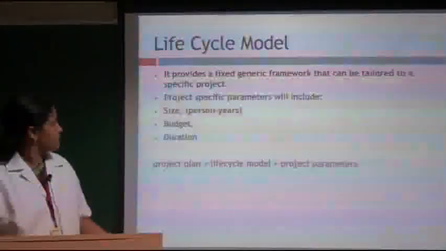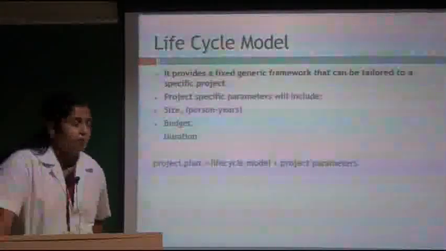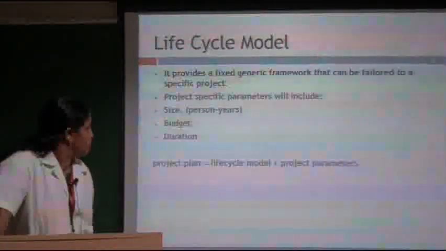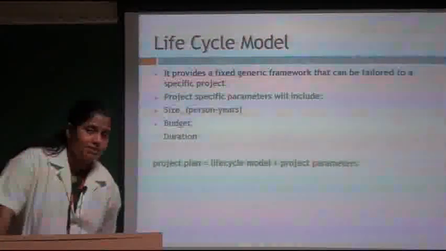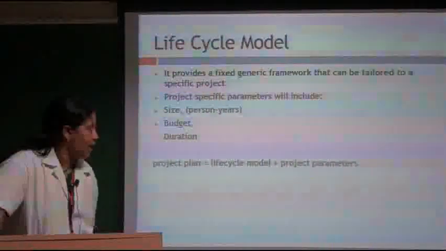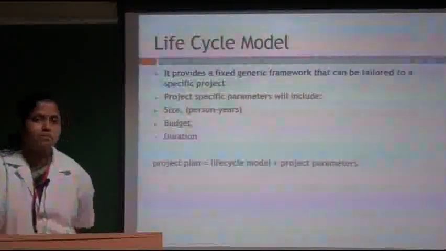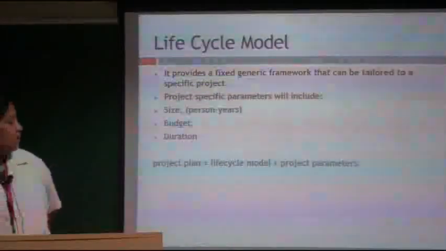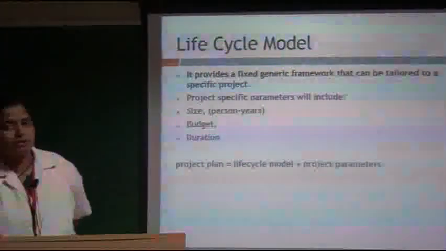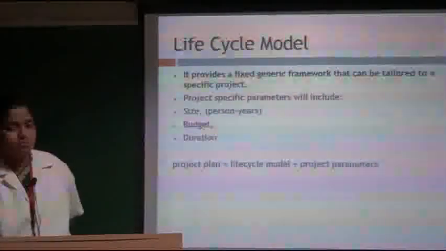Let us see how this life cycle model differs from one model to another. There are almost 7 common models available. As I said before, it is a generic framework. It can be customized for any kind of project, but certain parameters cannot be compromised when you are customizing. One of the parameters is size: the team size and how long it will take to complete the project. Second one is budget.